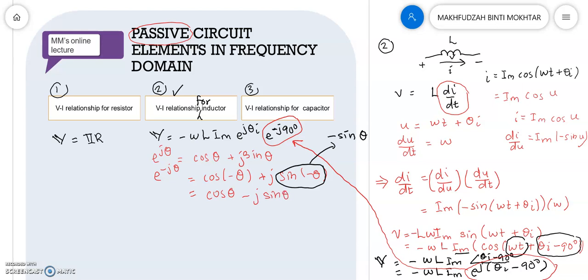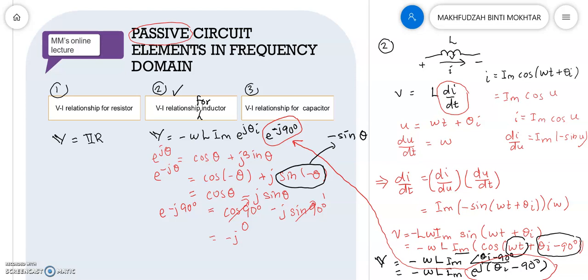So it implies that when you have exponent negative j 90 degree, we will have cos 90 degree minus j sine 90 degree. And when we solve this, cos 90 degree is 0 and sine 90 degree is 1. So we will have only negative j when we write the exponent negative j 90 degree.